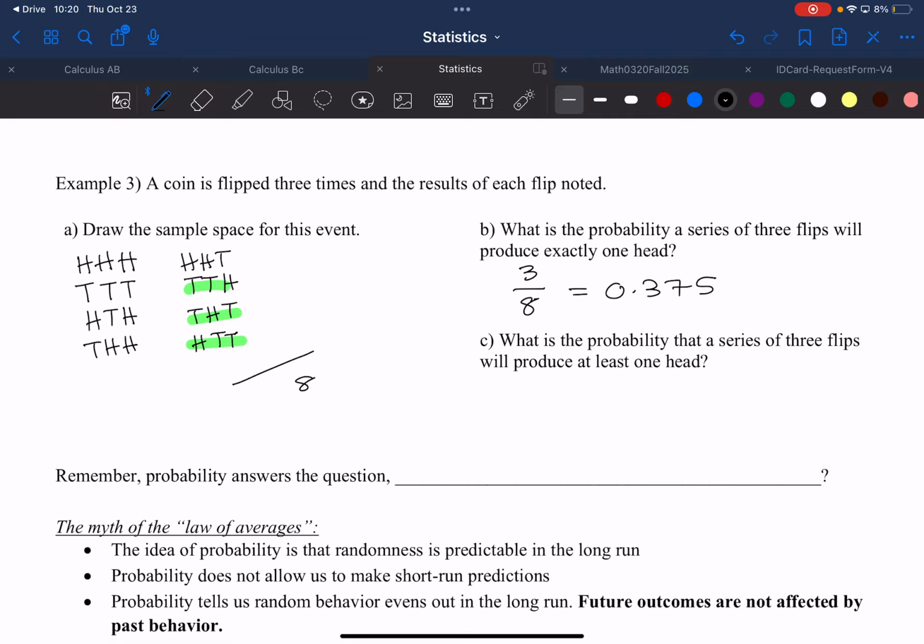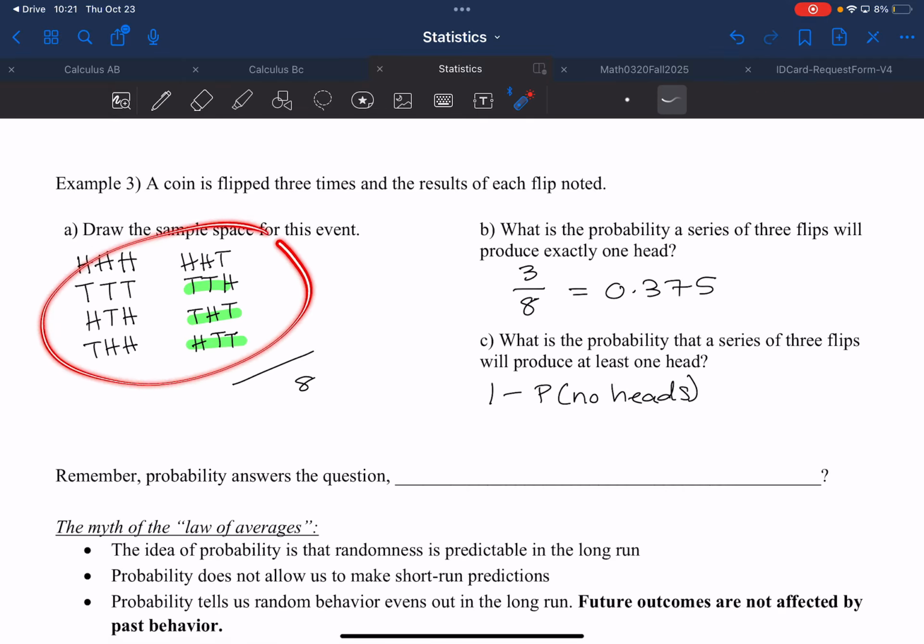Then C says, what is the probability that a series of 3 flips will produce at least 1 head? Okay, so the first one is 1 head, which means only 1 head can happen. At least 1 head means more than 1 head can happen. So instead of going and calculating each one, we can do 1 minus the probability of no heads. Okay. How many of those instances have no heads? You're looking at this right here.